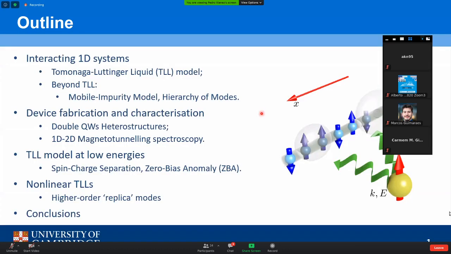So this is the outline of my talk. I'll very briefly go through the Luttinger liquid model, as well as its nonlinear counterparts, in particular the mobile impurity model and the hierarchy of modes picture, even though this talk will be focused mostly on this theory. I'll then very briefly show how we use this magneto-tunneling spectroscopy technique to probe our 1D system, and quickly present some well-known results of the TLL model at low energies, things like spin-charge separation and the zero bias anomaly. But really what I want to focus on is these high order replica modes.